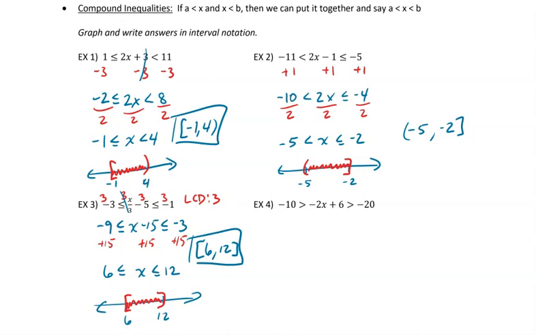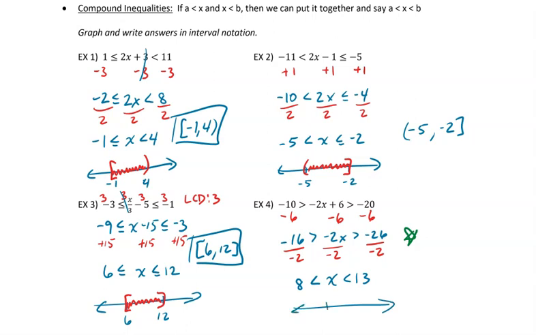All right, last one. So again, if we look in the middle, first thing we'd want to get rid of is the 6. So we're going to subtract 6 from them all. So we get negative 16 is greater than negative 2x is greater than negative 26. Then we'd need to divide by negative 2 to get rid of that. Remember, we just divided by a negative, so all of our inequalities are going to flip. So we're going to have 8 is less than x is less than 13.